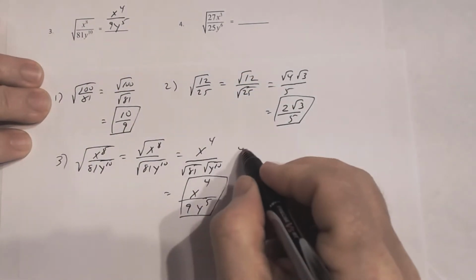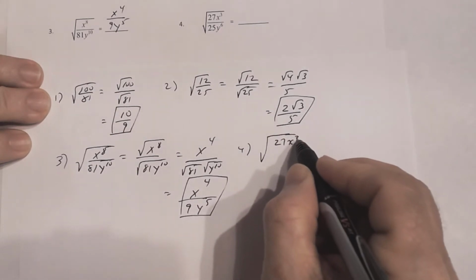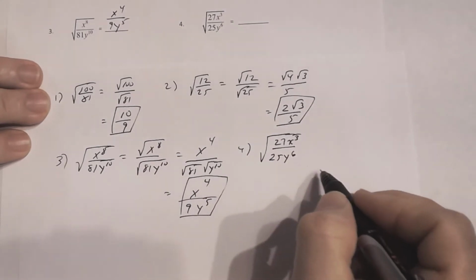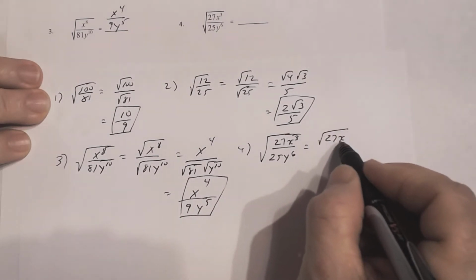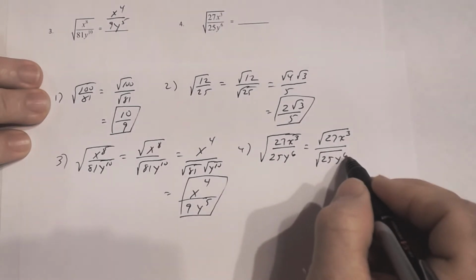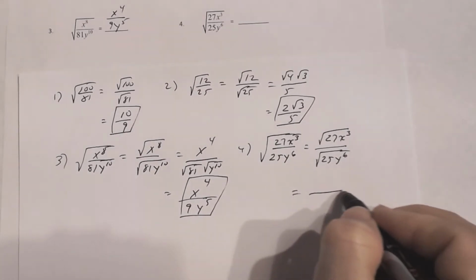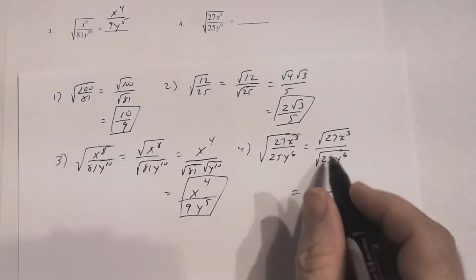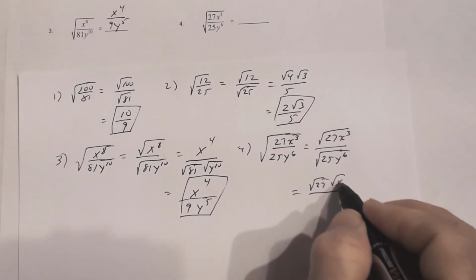All right, number 4, we have the square root of 27 x to the 3rd power divided by 25 y to the 6th. So again, using a quotient rule, I can rewrite this as the square root of 27 x to the 3rd divided by the square root of 25 y to the 6th. And the denominator is the easy part here. Well, let's just go ahead and rewrite this. Using a product rule in the numerator, that's going to be the square root of 27 times the square root of x to the 3rd.